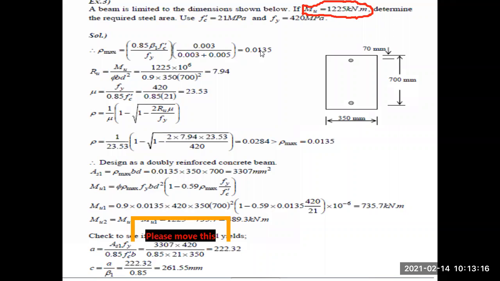That's the design example. In case the moment based on rho max is more than the required, the section is also singly. But it's too much to have that much reinforcement, so you have to design for the exact amount so that you get a moment that is close to the required moment, not much larger, close.